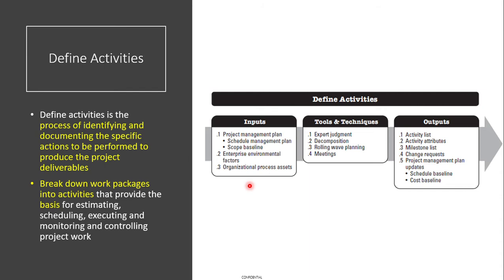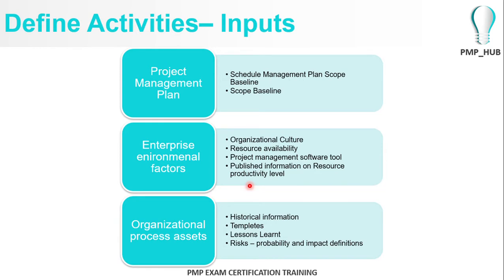There are some inputs that have been defined for this process, and one of the main inputs would be the scope baseline. The scope baseline will give you the scope statement, the work breakdown structure, and the work breakdown structure dictionary. Also, it is important to understand the schedule management plan that we defined in the previous process, which will give you the basic guideline of how to manage the schedule in your project.